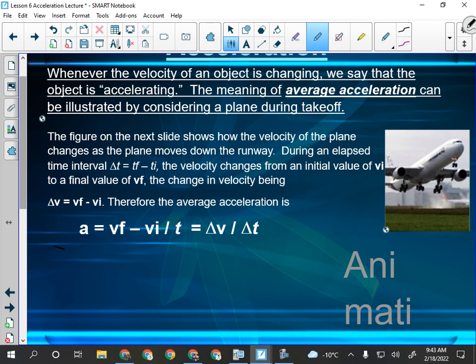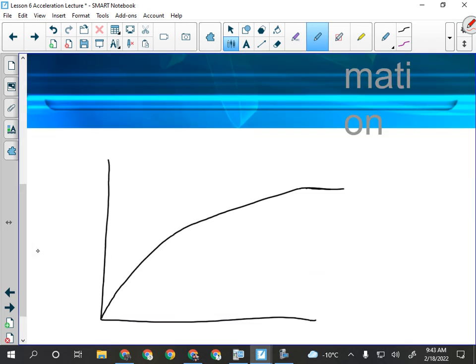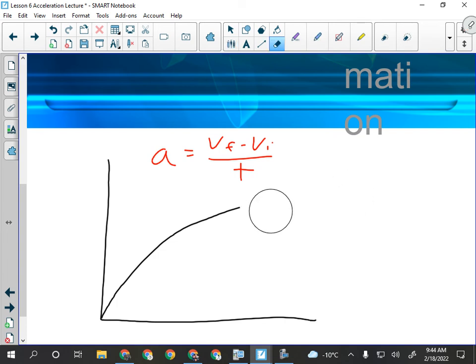All right, this is what you learned last year in terms of acceleration formulas. That A equals VF minus VI over T. It probably wasn't written horizontally. It was probably written like this. Okay, or delta V over delta T. It's also written that way. I think it's actually written that way on your formula sheet this year.